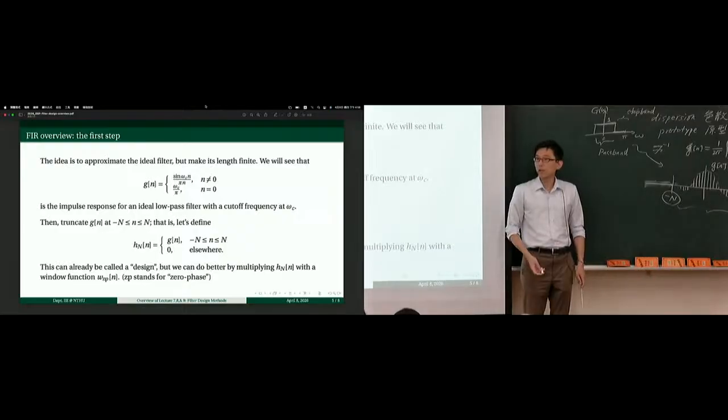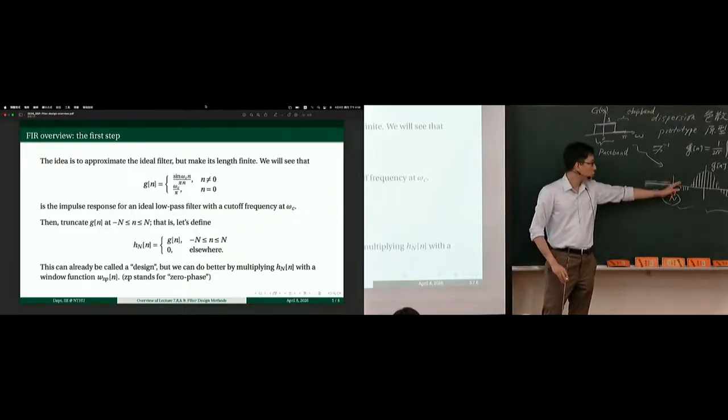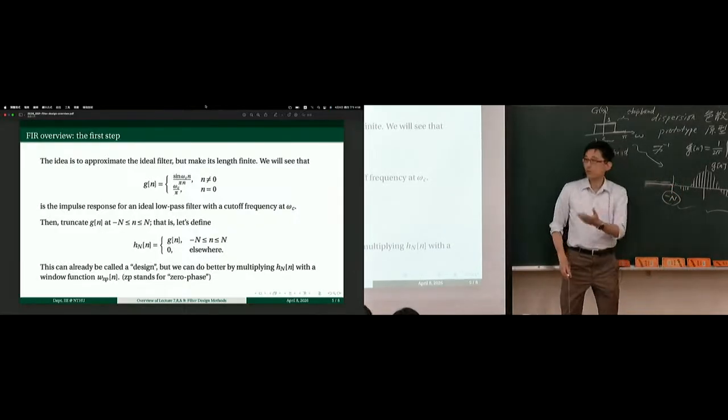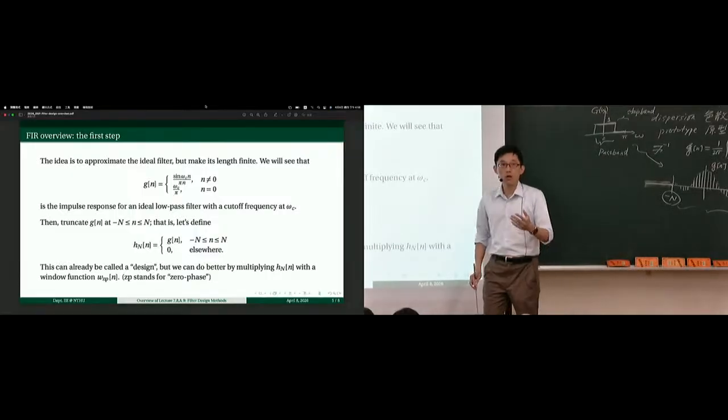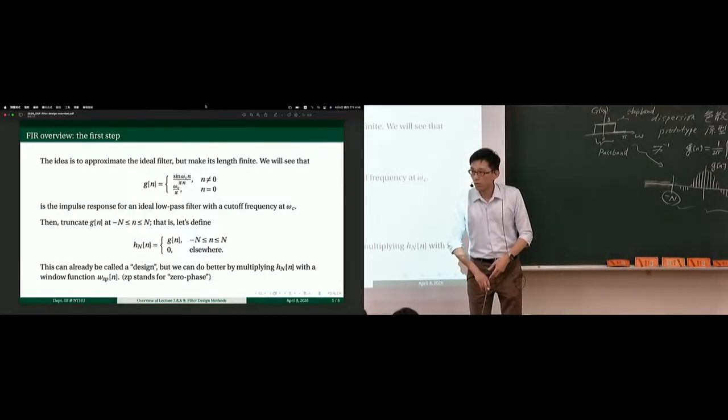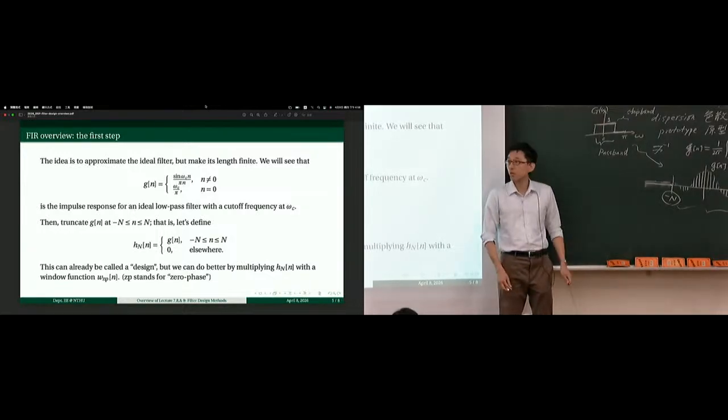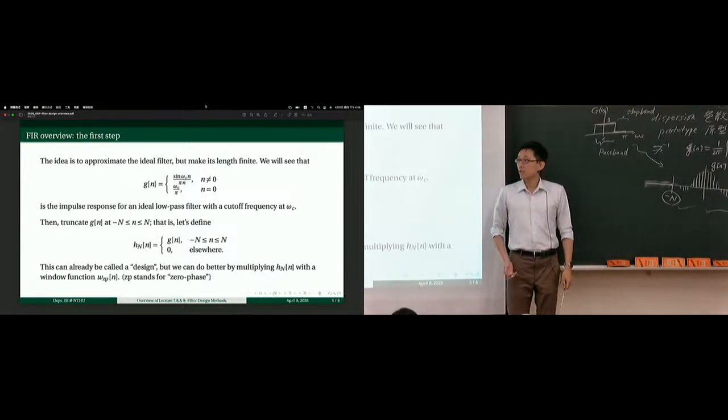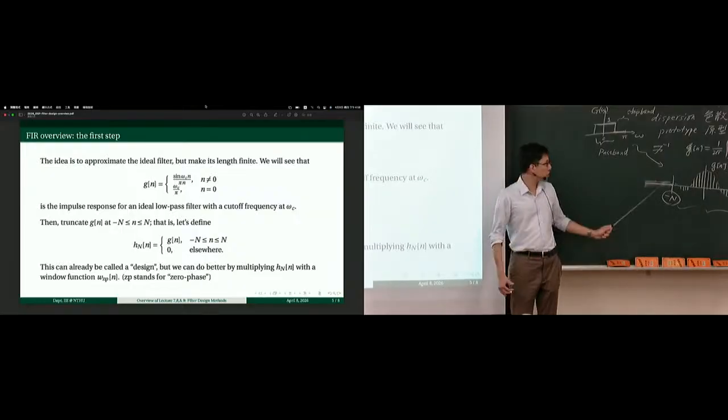That becomes something we know: to use this response for processing a signal, you simply perform convolution, because convolution in time is multiplication in the frequency, right? So that's the idea. Very naive. Just keep the middle part.